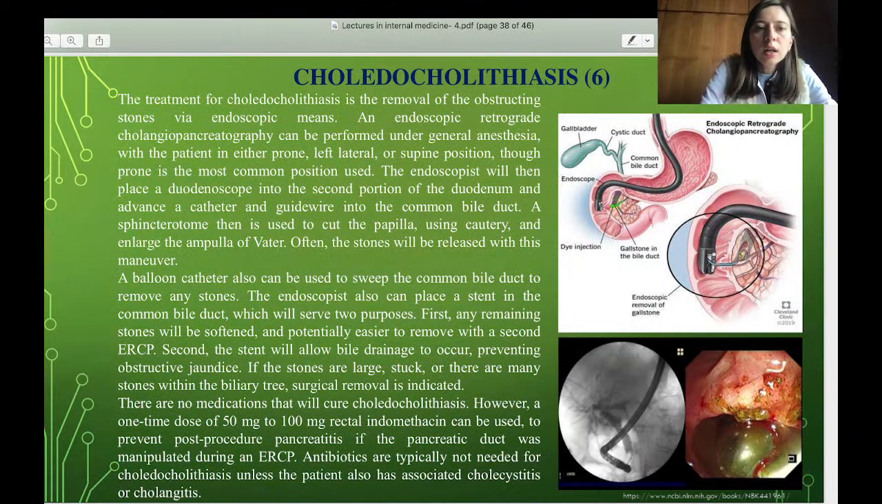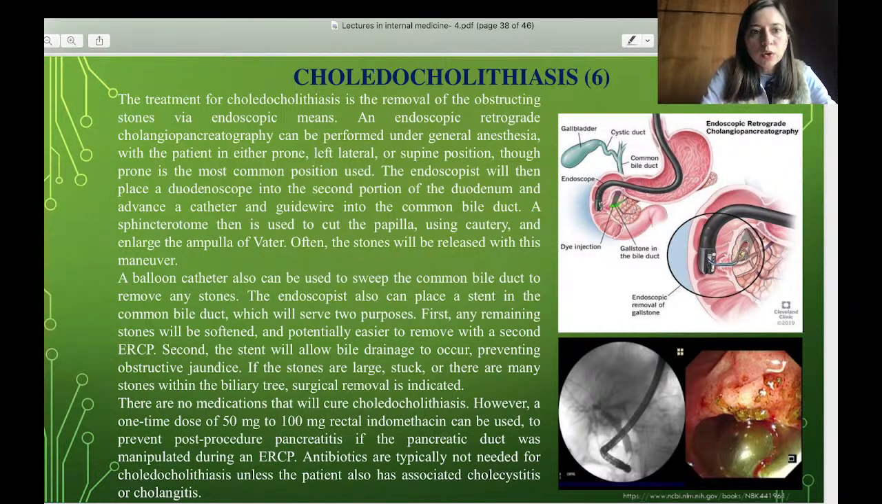The treatment for choledocholithiasis is removal of the obstructing stones via endoscopic means. An endoscopic retrograde cholangiopancreatography can be performed under general anesthesia with the patient in a prone, left lateral, or supine position, though prone is the most common position used. The endoscopist will then place a duodenoscope into the second portion of the duodenum and advance a catheter and a guide wire into the common bile duct.